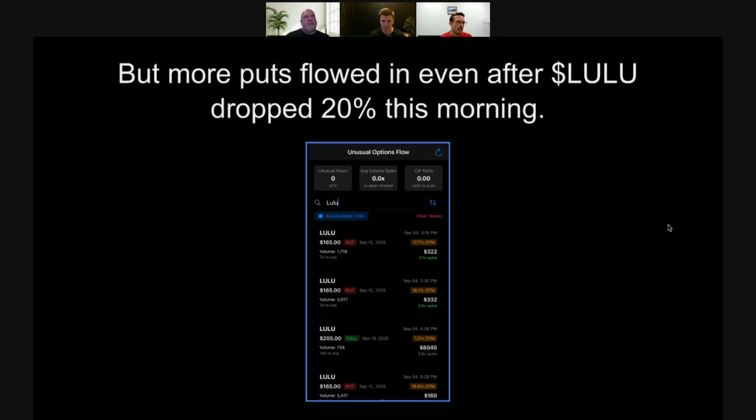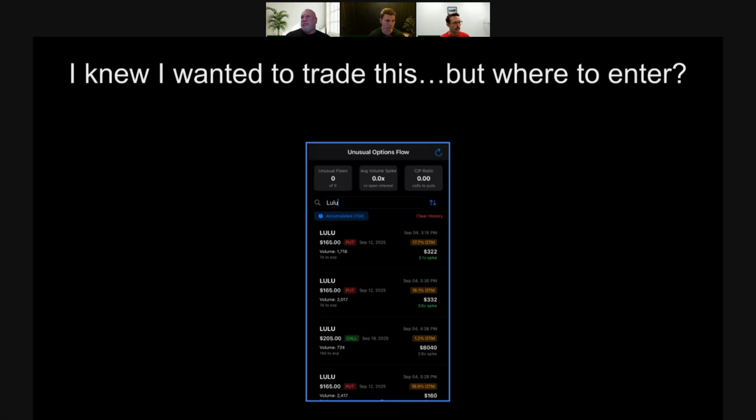Now, when I opened up this scanner this morning, Lulu was down 20% after that, right? But I still saw the puts coming in on Lulu. Actually, I saw the same contract and expiry puts, additional ones coming in this morning. So I knew that I wanted to trade this. I knew that this was still good.